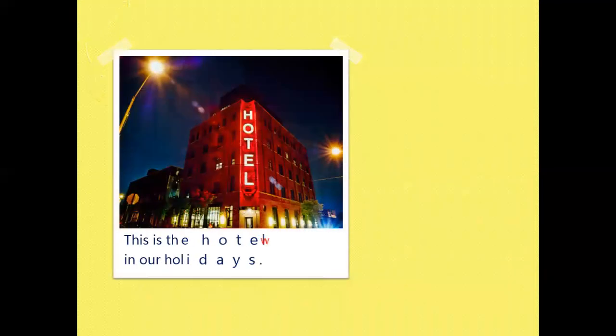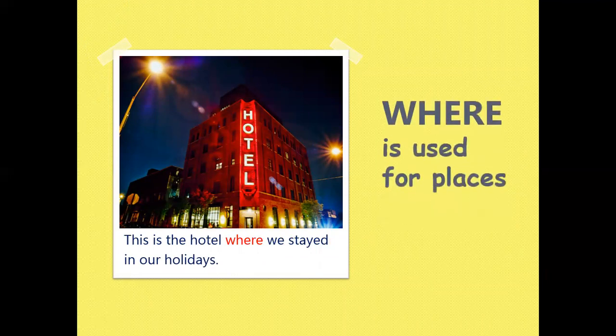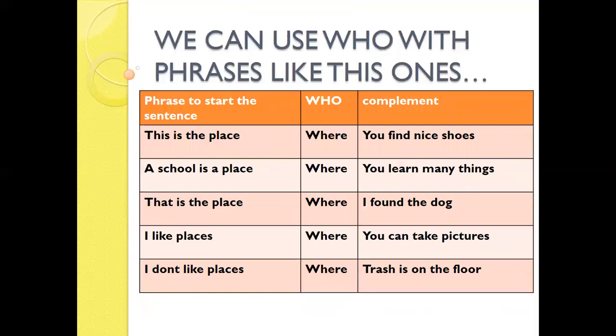And finally, we're going to talk about where. This is the hotel where we stayed on holidays, and where is used for places, okay? We can use where for phrases like this one. You can have, this is the place, a school is a place, and as well, for example, over here we can change this word in this format. We can change this word, or we can change something over here, we can add something, and we keep these ones like they are. Like for example, this is the place where you notice that in all of them we're going to use where because we're defining a place.